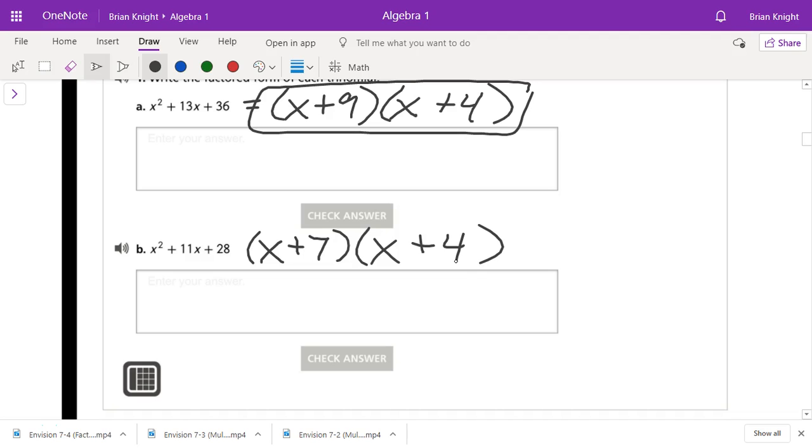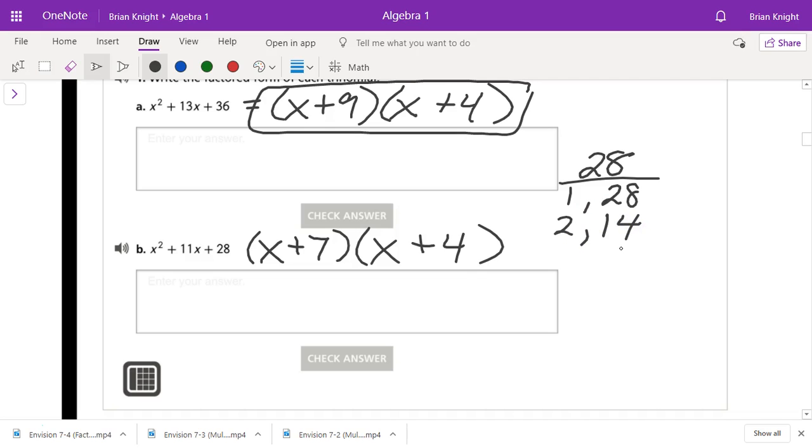And when I write them down, every time, whether I know it works or not, I start with 1. 1 times what gives me 28? 28. It ends in an even number, so I know 2 will go into it. How many times? 14. 3.